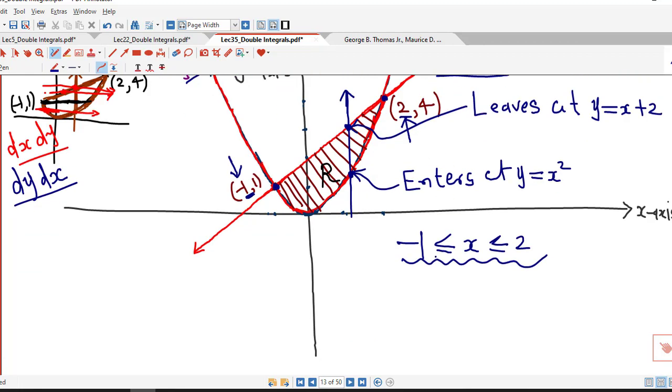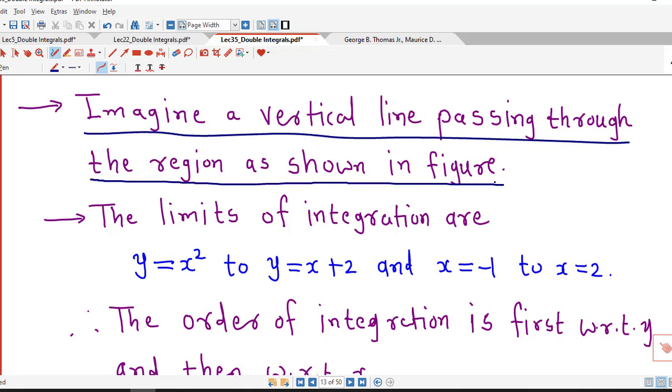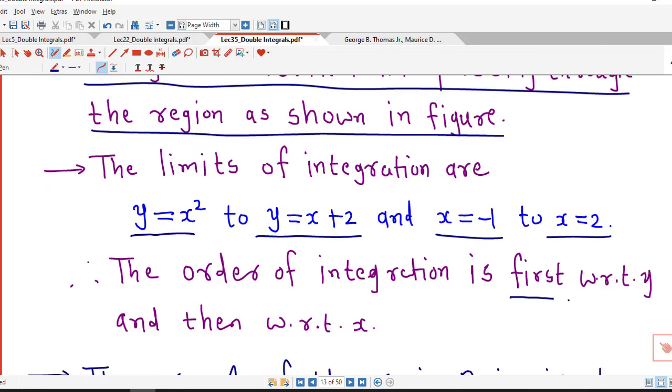So now we have the limits of integration. Imagine a vertical line passing through the region as shown in the figure. The limits of integration are y from x square to x plus 2, and x from -1 to 2. So the order of integration is first with respect to y and then with respect to x.